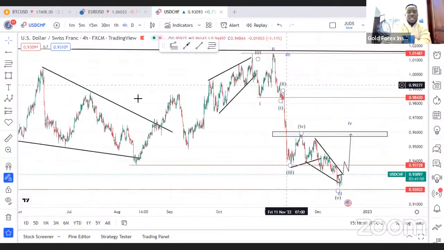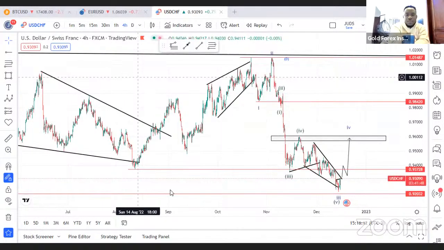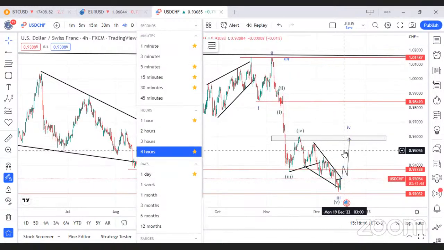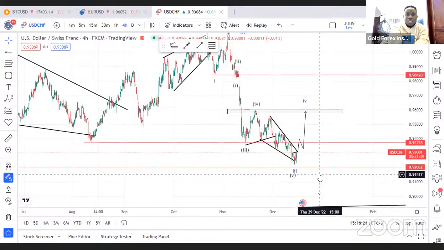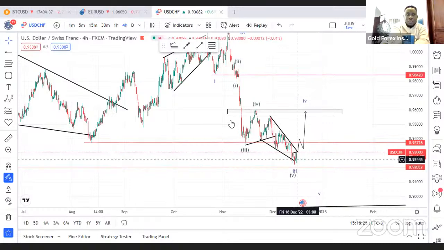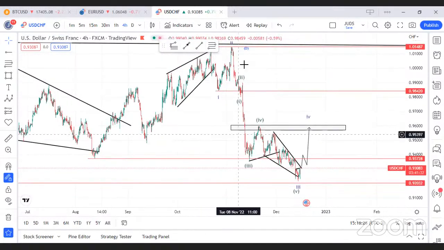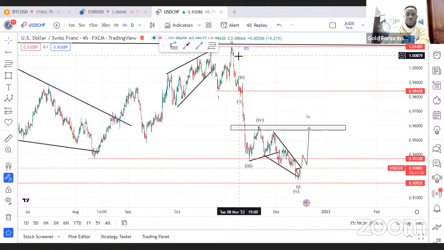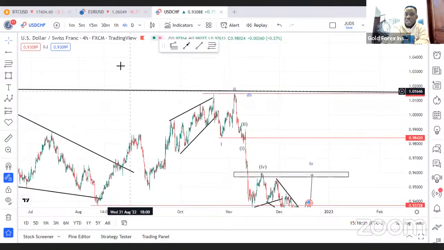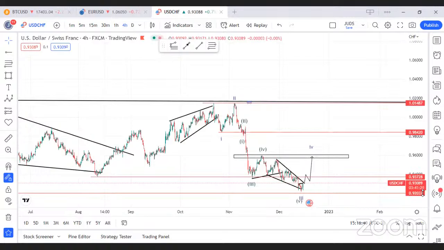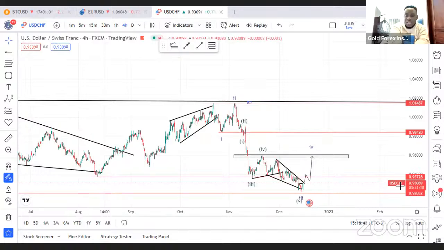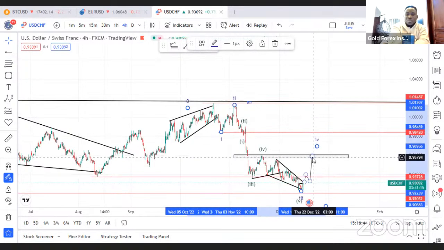But me, I see the current move as a correction. I'm seeing USD CHF to go up for a long time, but the correction has not completed. Maybe we might see more down, but currently it's formed one leg of the correction, an A leg. So maybe it's forming a B, then to go for the C before we have the bigger move up.